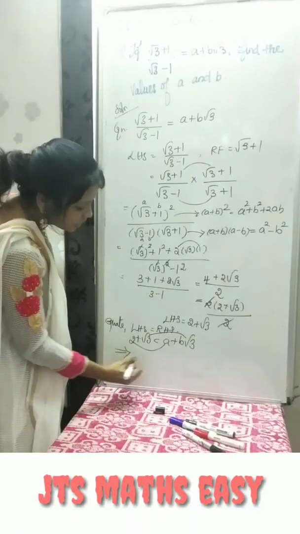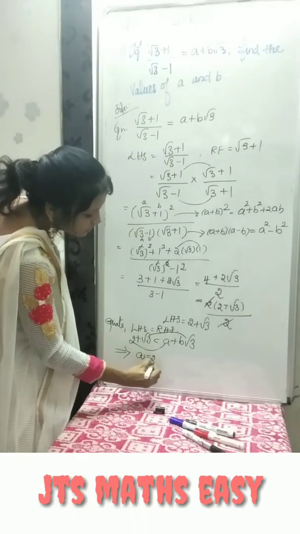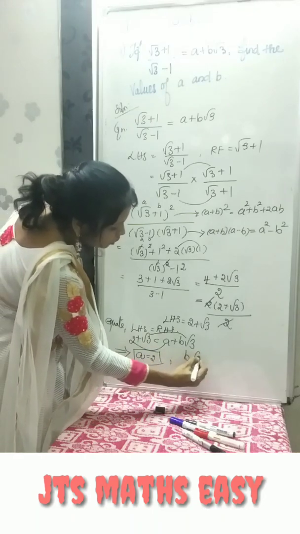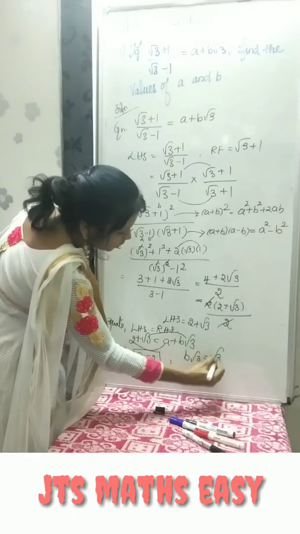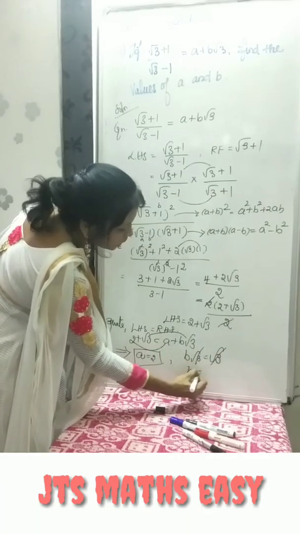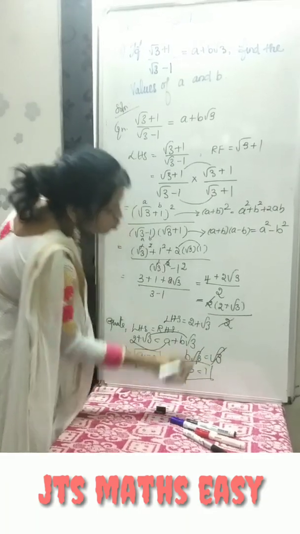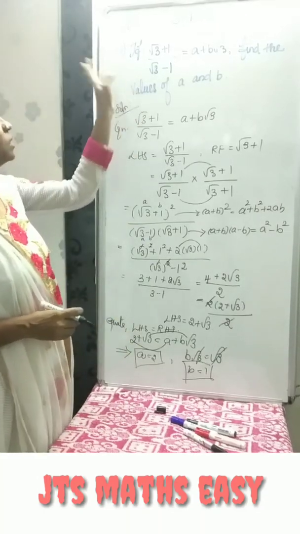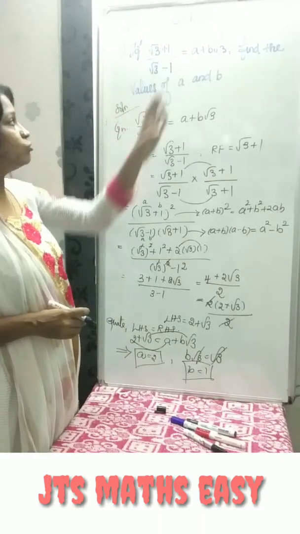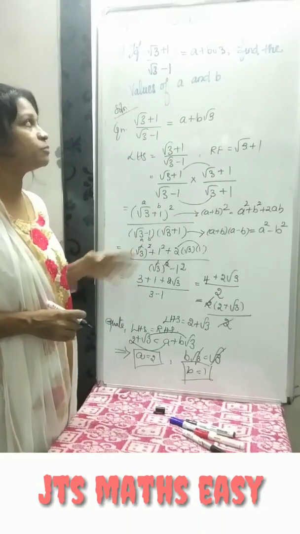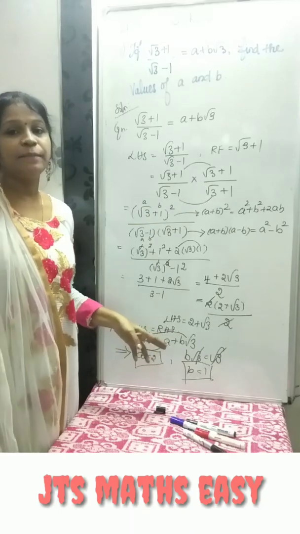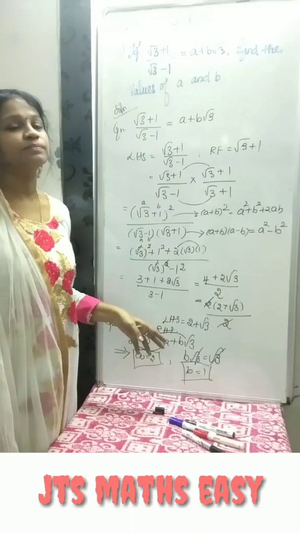So which means, equating this, we get a is equal to 2 and b root 3 is equal to root 3. Root 3 gets cancelled, so b is equal to 1. So this is the answer for your question: root 3 plus 1 by root 3 minus 1 is equal to a plus b root 3. We got the answer: a is equal to 2 and b is equal to 1.